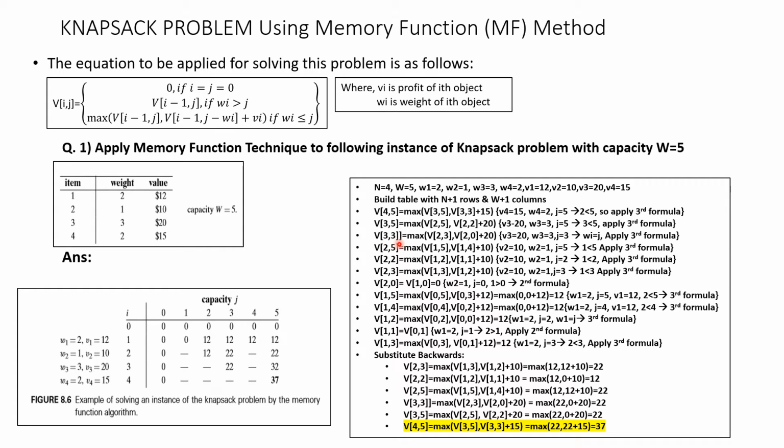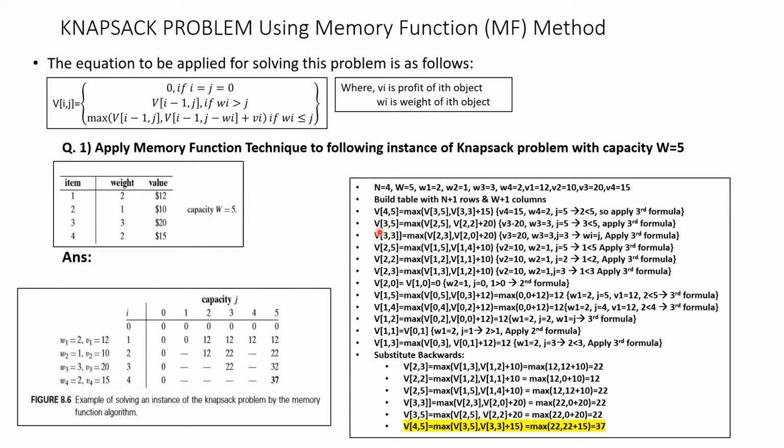I hope you are following. Since we don't know V3,5 and V3,3, next we will calculate V3,5 and V3,3. So let us come to V3,5. Which box is that? Third row, 3,5, this one. We should calculate this one. If you compare this row, W3 is 3 and J is 5. 3 is less than 5, W is less than J, which means the third formula.